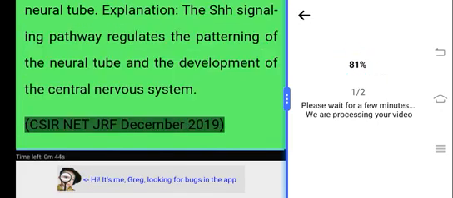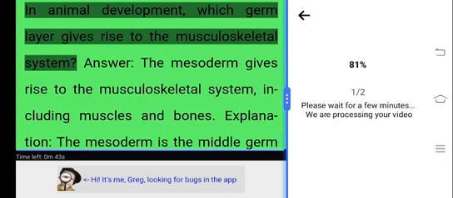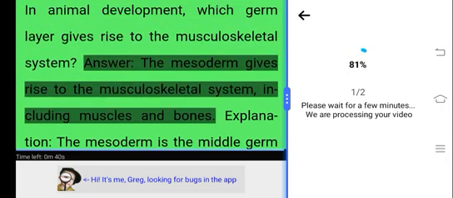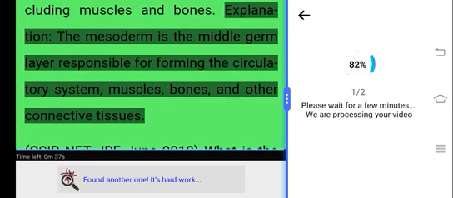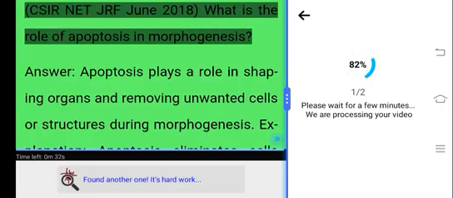CSIR NET JRF December 2019. In animal development, which germ layer gives rise to the musculoskeletal system? Answer. The mesoderm gives rise to the musculoskeletal system, including muscles and bones. Explanation. The mesoderm is the middle germ layer responsible for forming the circulatory system, muscles, bones, and other connective tissues.